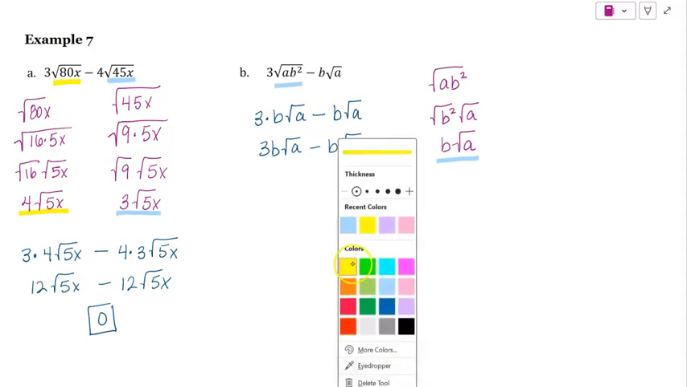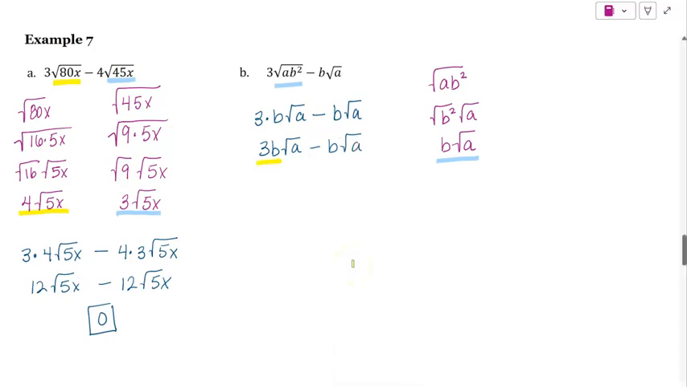I have 3 b's and 1 b that's being subtracted, and the square root of a's match, those terms match. So 3b minus b is 2b times the square root of a.